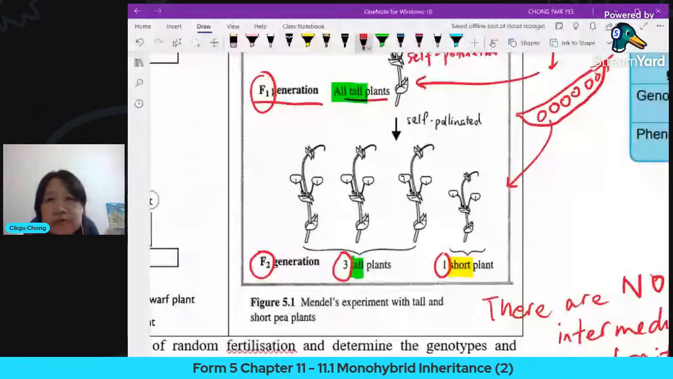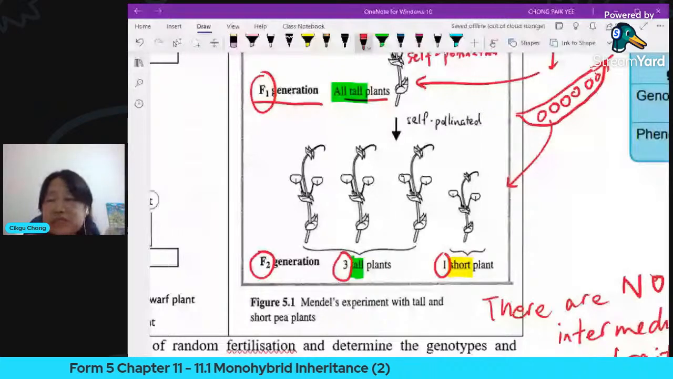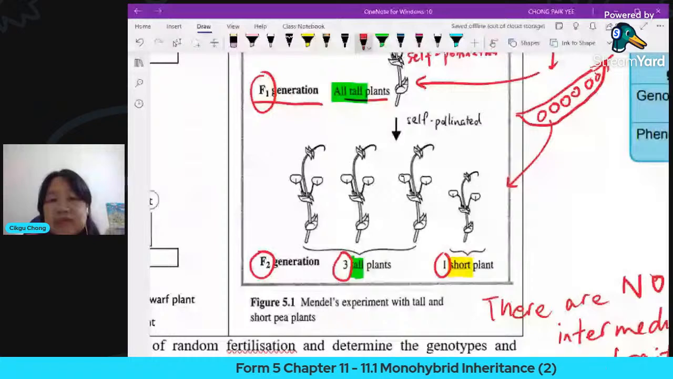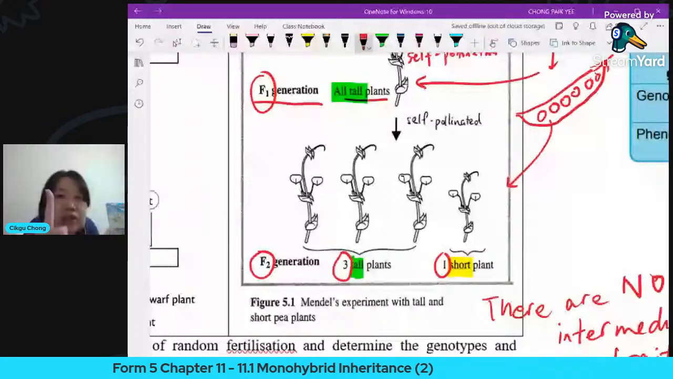He did it again with flower color, the color of the flower. He did it again with the pods. Every time, never fail. You get 3 to 1 in the second generation, and the first generation all have one type of characteristic, no mix.